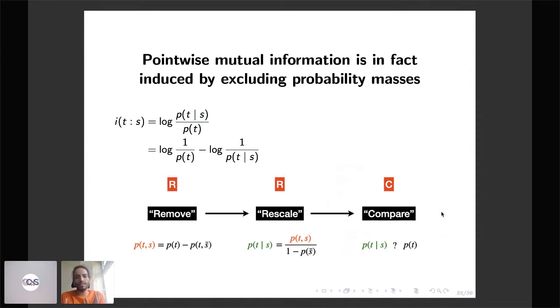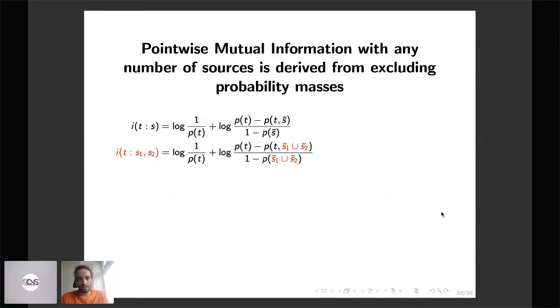So these are the three steps that we are going to do: remove, rescale, and compare. Remove everything which is incompatible with S, rescale to go back to a normal probability space where we can compare the probability of T when S has already happened to the probability of T in general, and then we decide what to do after that. This is not only the idea for just one variable. We can easily generalize this idea to more than one variable.